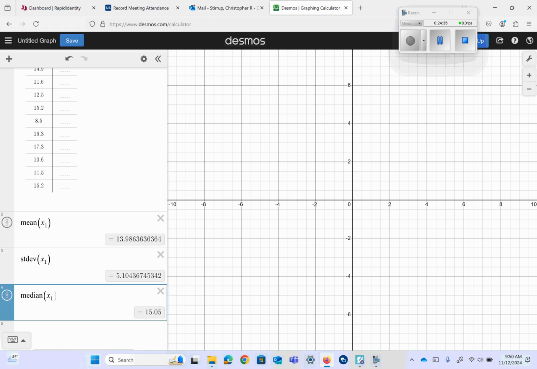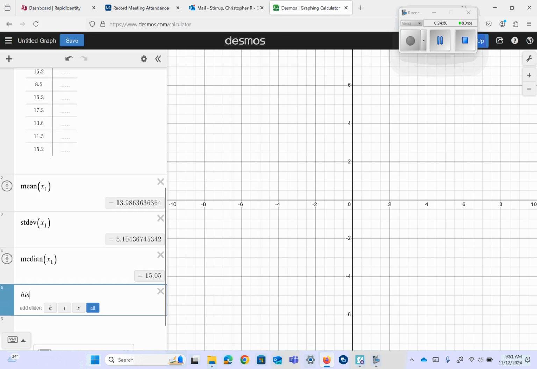Okay? If it's a normal distribution, the mean and the median have to be the same. 13.98, or 14.0 rounded, is not the same thing as 15.05. So there's a whole lot of information that doesn't work. I mean, you could sit there and say, okay, well, I still don't believe it.